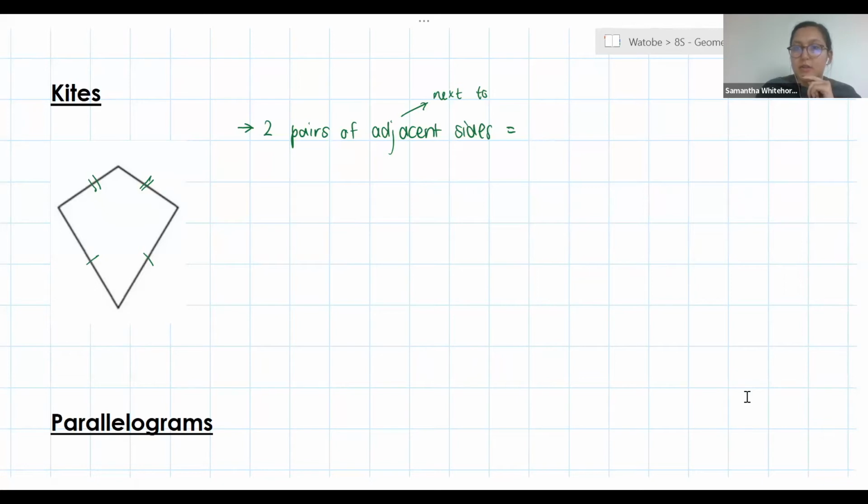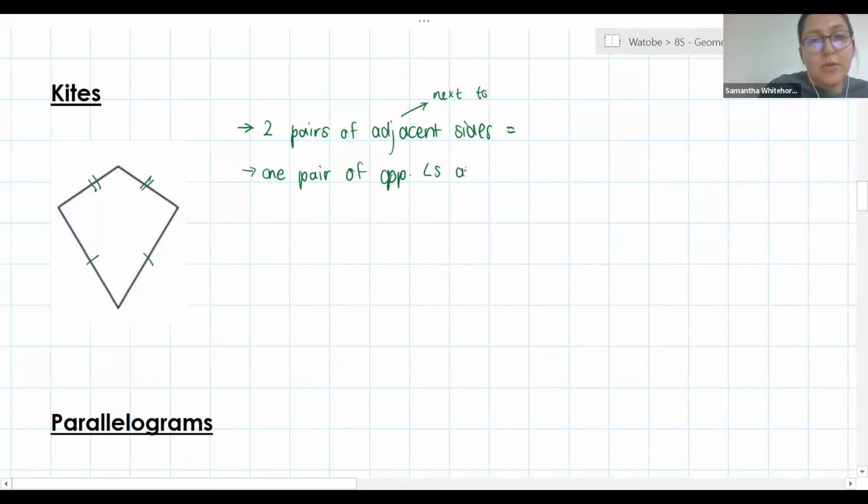All right, who have I not asked? Sibenzile, tell me another characteristic of a kite. One pair of opposite angles are equal. Perfect. Okay. One pair of opposite angles are equal. Now, these angles are specifically the ones that are between two unequal sides. So this side and this side are unequal to each other. So the angle created between them and the angle on the other side, those are the angles that are equal to each other. So I'm using a little circle to indicate that.